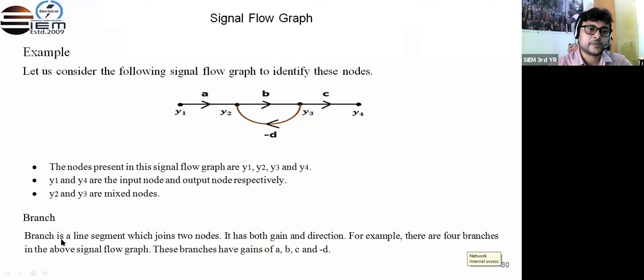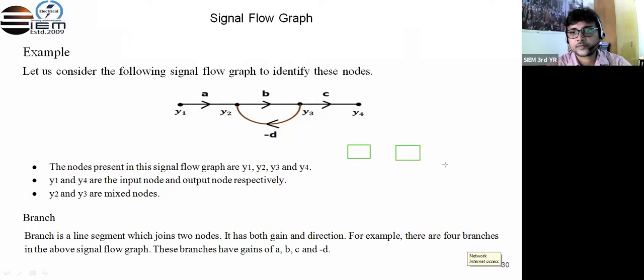So now what is a branch? A branch is a line segment which joins two nodes. So between Y1 and Y2 there is a branch, and this is the direction of flow of the transfer function. Y1 to Y2, Y2 to Y3, Y3 to Y4, and here it is Y3 to Y2. So a branch is a line segment which joins two nodes and it has both gain and direction. For example, there are four branches in the above signal flow graph, and these branches have gains of A, B, C, and minus D.